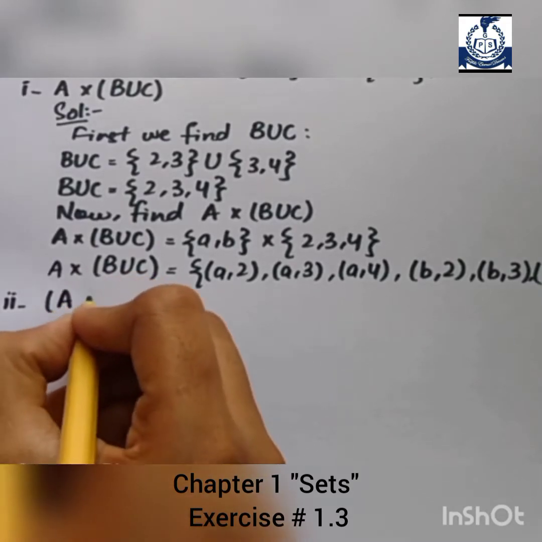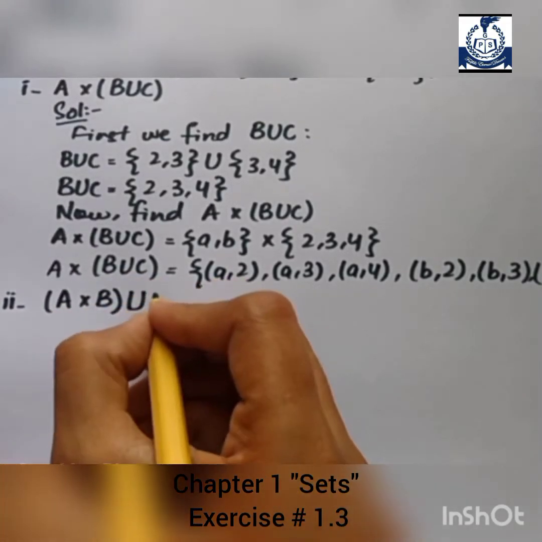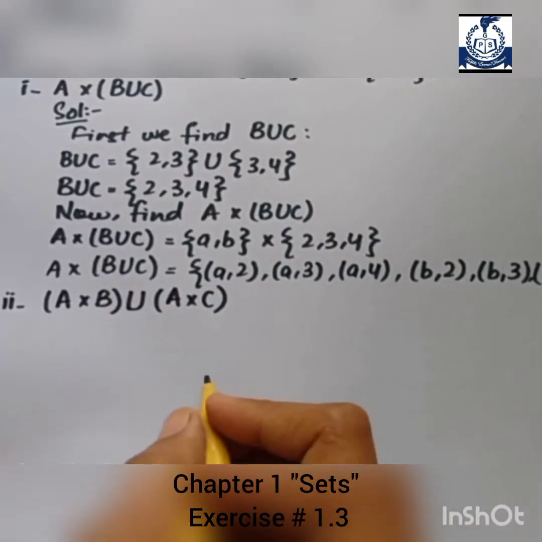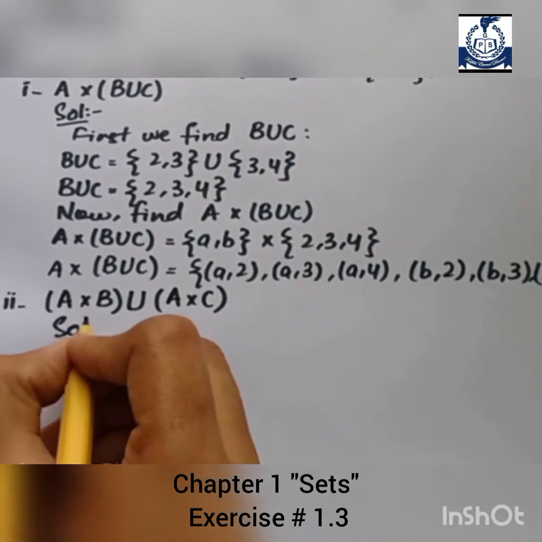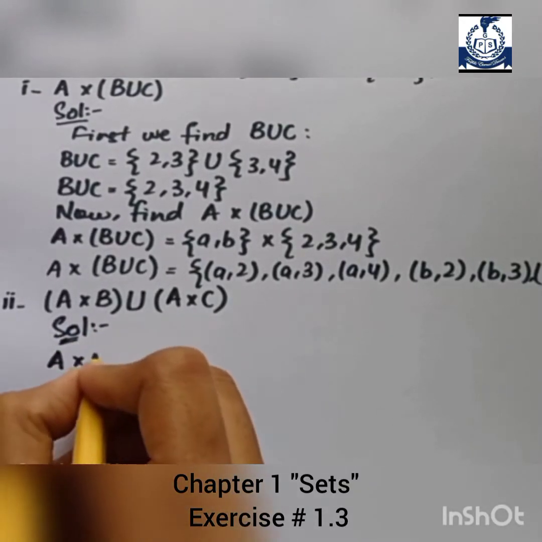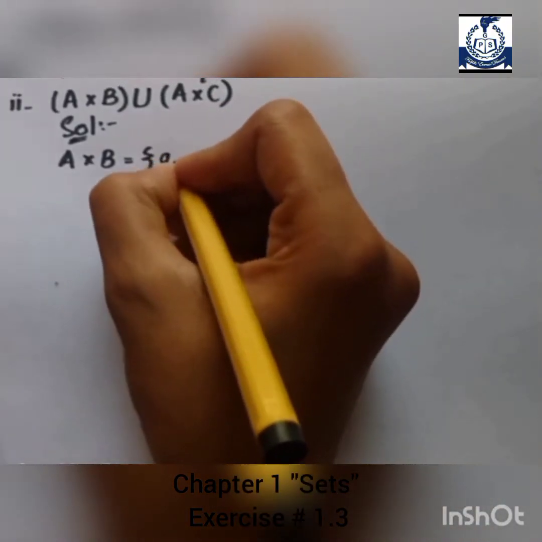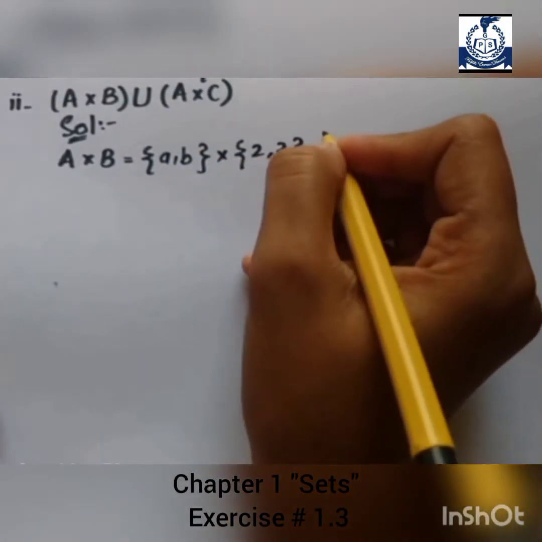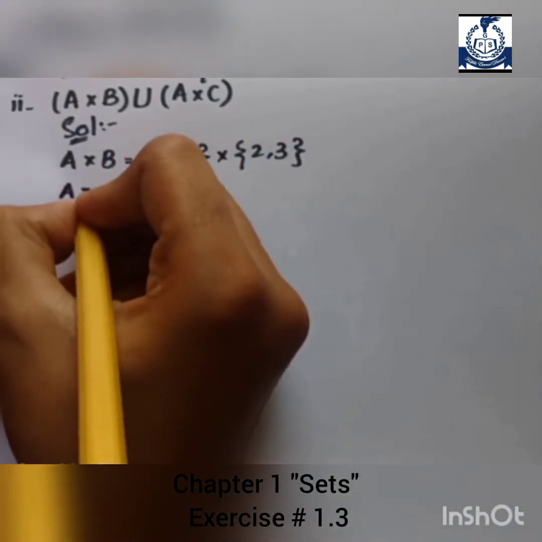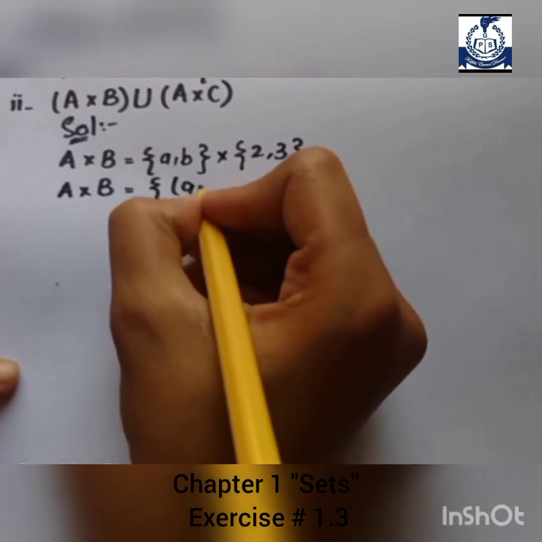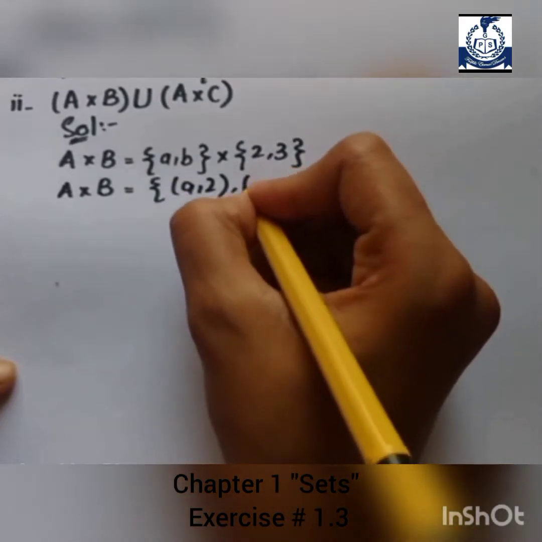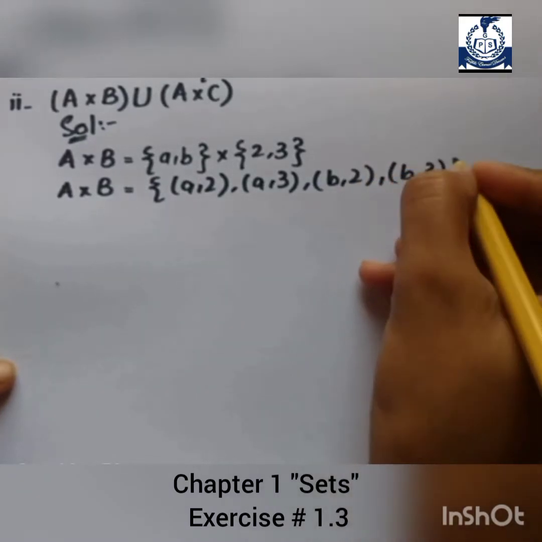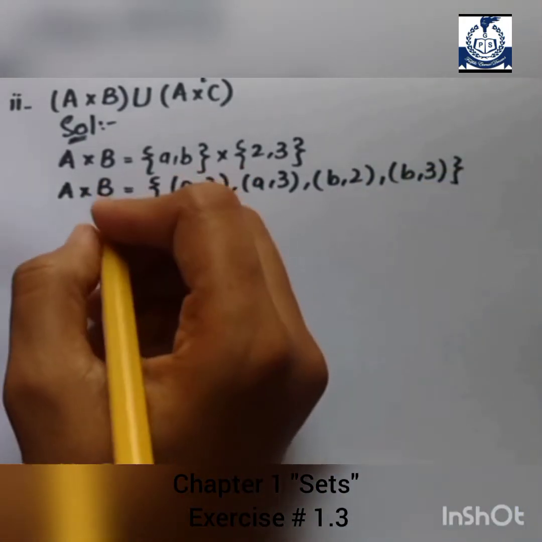Part number 2 is A Cartesian product B union A Cartesian product C. So first we find A Cartesian product B, then we find A Cartesian product C. A Cartesian product B is equal to {a, b} Cartesian product {2, 3}. 2 2s are 4. So first we take a comma 2, then a comma 3, then we take b comma 2, b comma 3. Then we find A Cartesian product C.